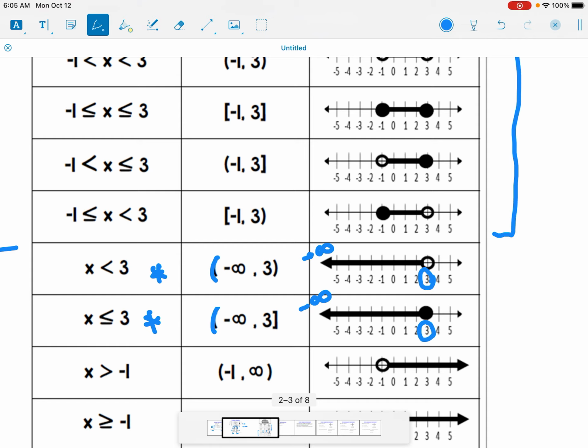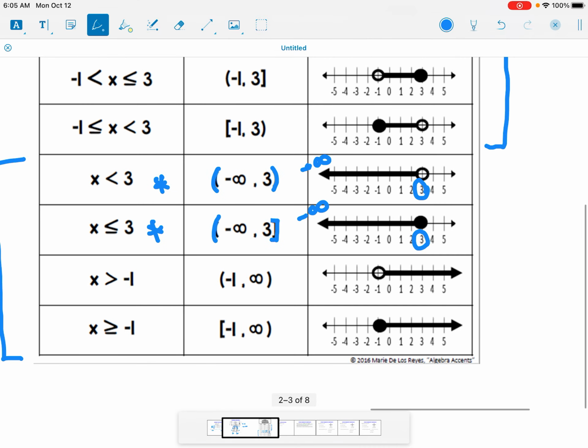And then on the left side here, for these 2 examples, the 3s had different parentheses because one was an open circle and the other was a closed one. Okay, so same thing here with these last 2 pictures.